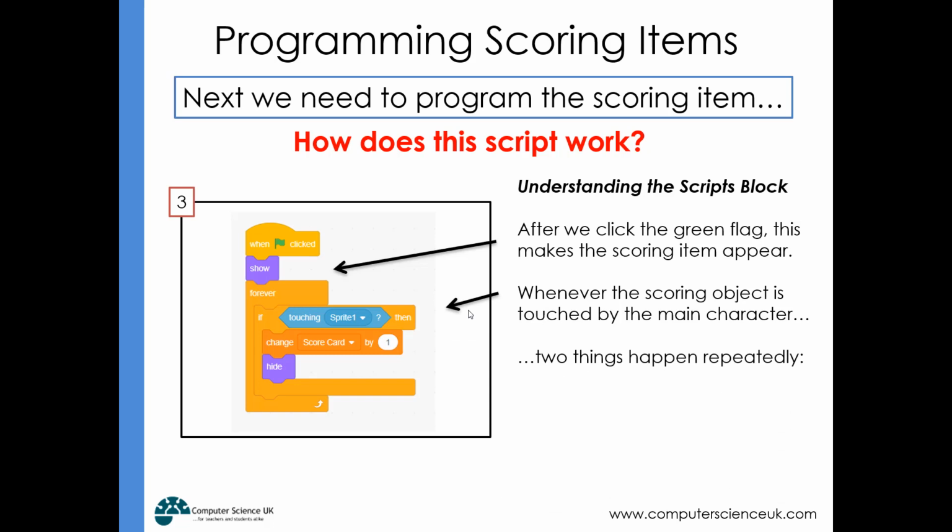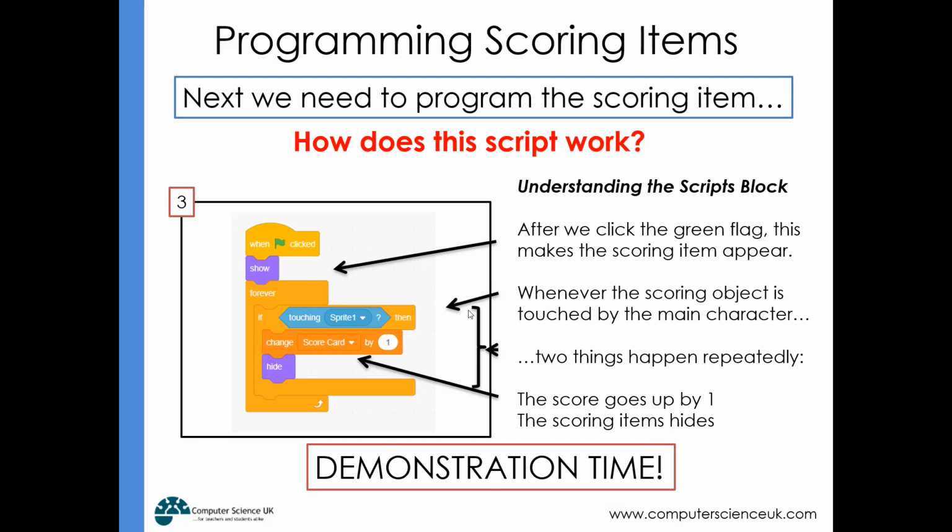Now if it is touched by the cat, two things are going to happen over and over again. When I say over and over again, I mean each time it's touched by the cat. The scorecard is going to go up by one, so we're going to change the scorecard by one, and we're going to hide the coin. So let's see if that works.